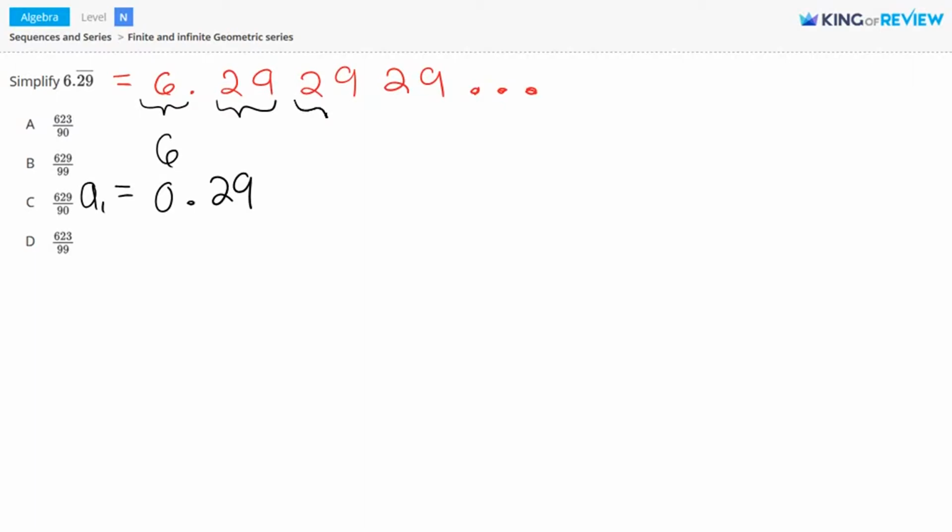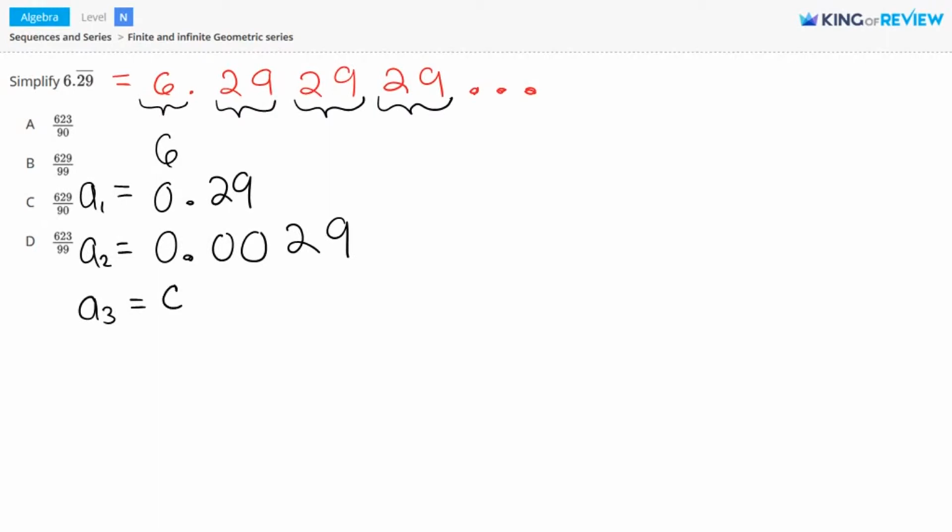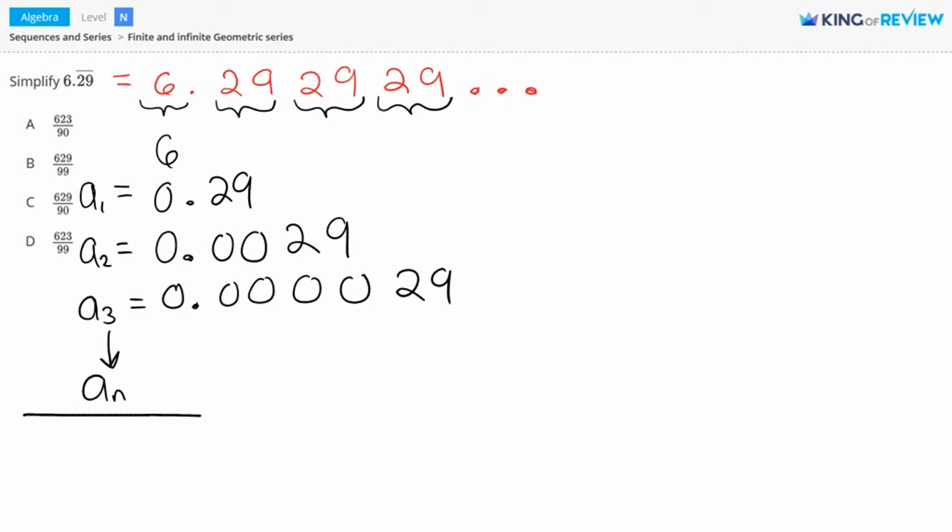And now let's represent this portion of the repeating decimal. This will be our second term, or A2. This is represented as 0.0029. And now this pattern continues. Now let's represent this portion of the repeating decimal. This will be our third term, or A3. This is 0.000029. And this continues. And now what I want to do is add these up to get a sum.